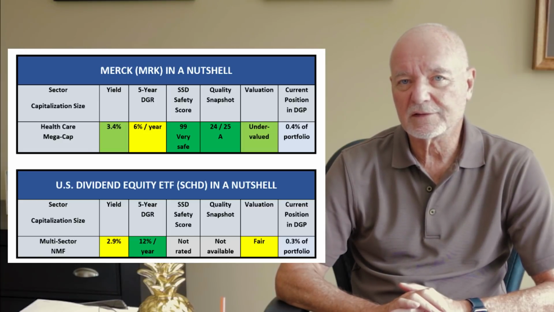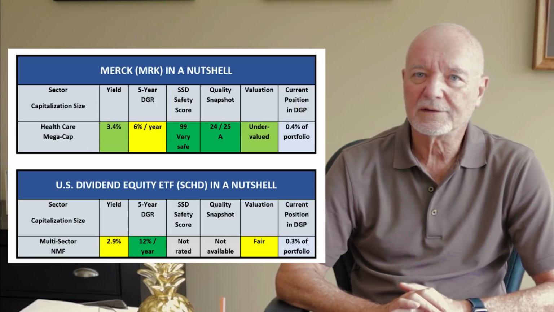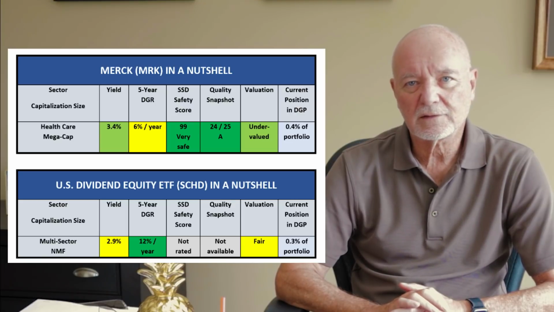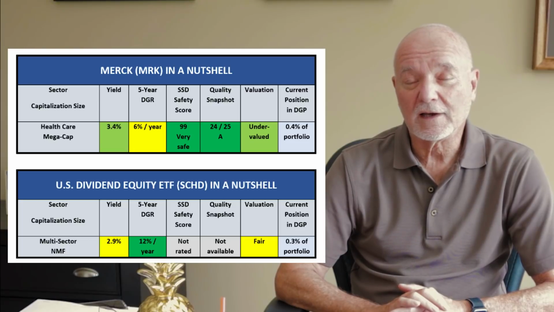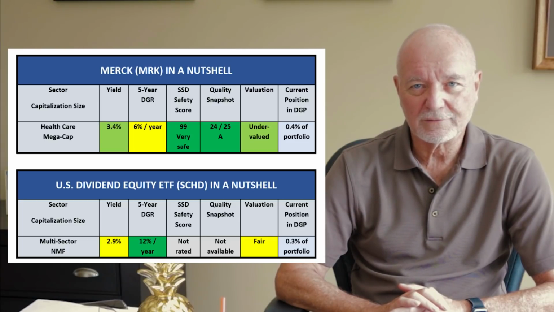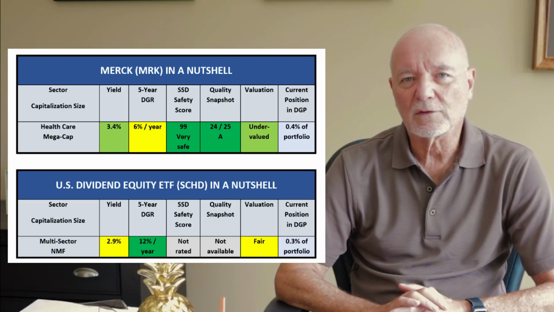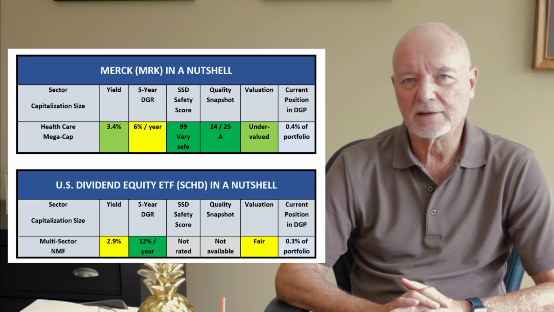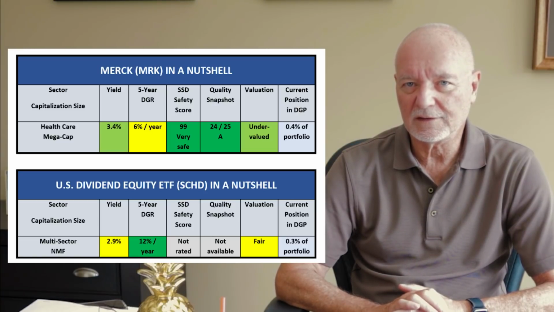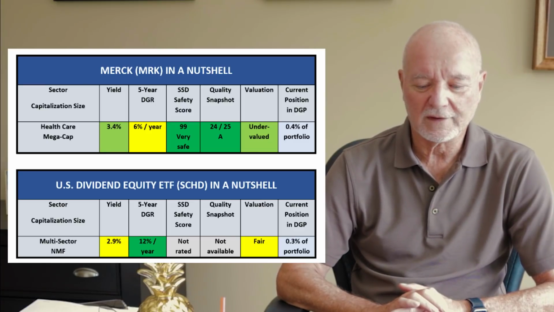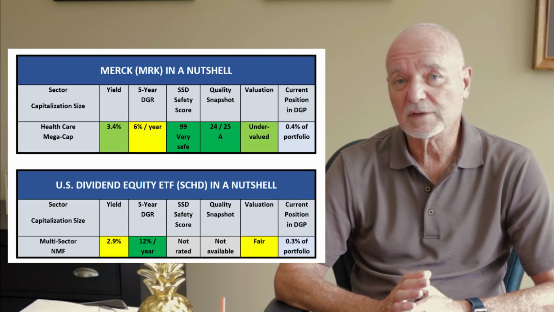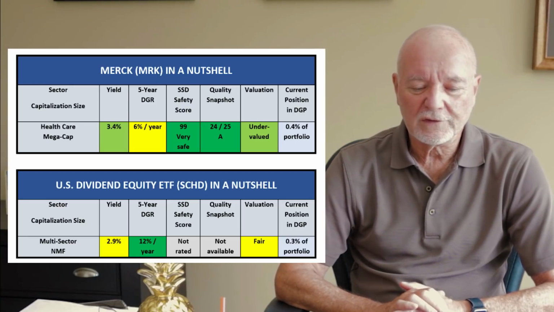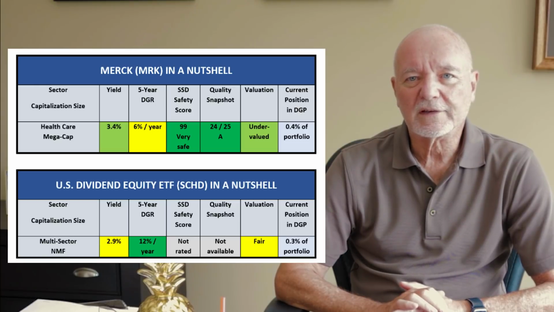Simply Safe Dividends does not yet score the safety of ETF dividends, so there is no score to report. I haven't figured out yet, although I'm working on it, how to make a quality snapshot for ETFs, so I don't have one of those available either. I will just say that I've studied SCHD in detail, and I believe it is a high quality dividend growth investment. Its current valuation is fair. It's not on sale, but it's not overpriced either. So those are the two choices that I made to replace Microsoft.